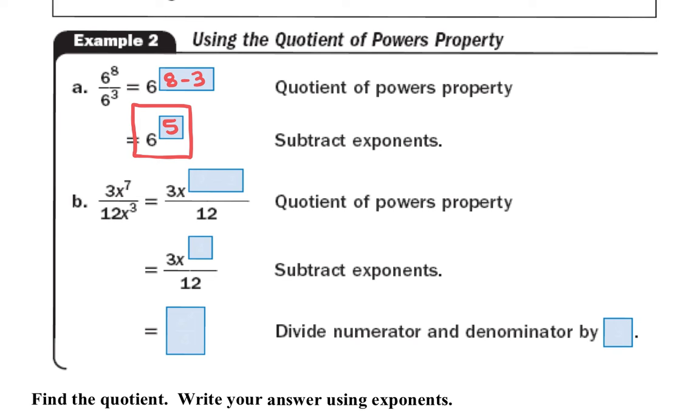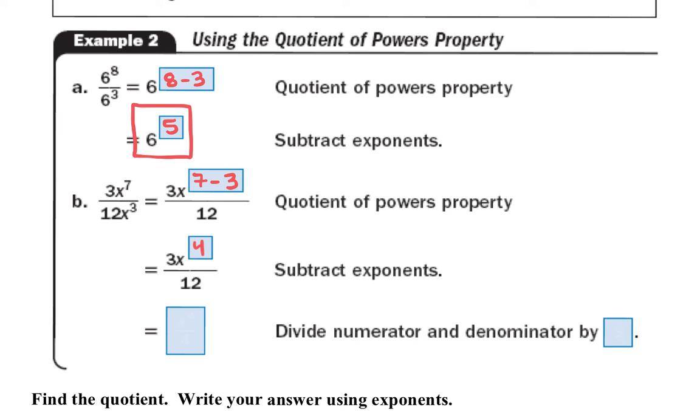Now, B is again where it gets a little bit trickier, because now notice when we ask what is the base, hopefully you see that X is the base. 3 and 12 are again those coefficients. So the X is what's going to stay the same, and I'm going to do 7 minus 3 there. And so this would be X to the 4th power.